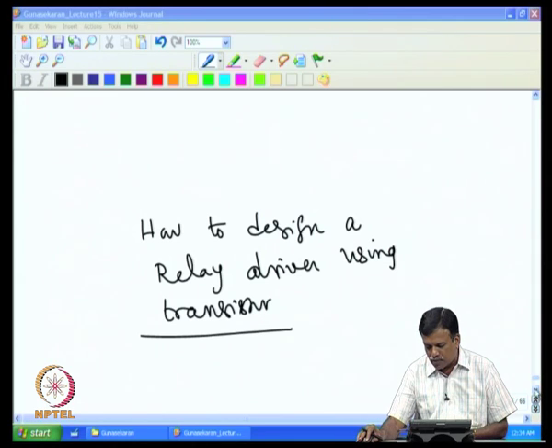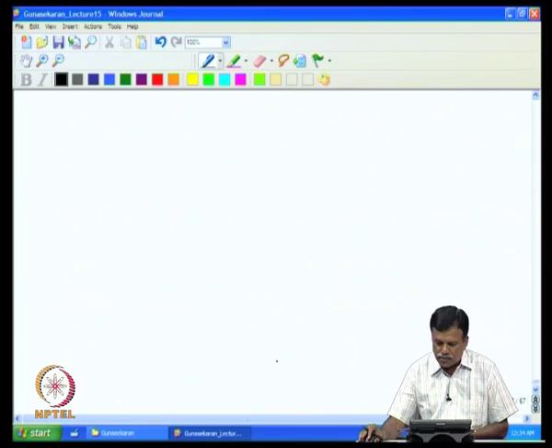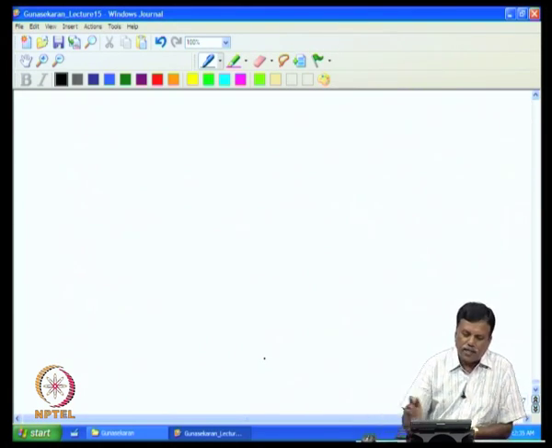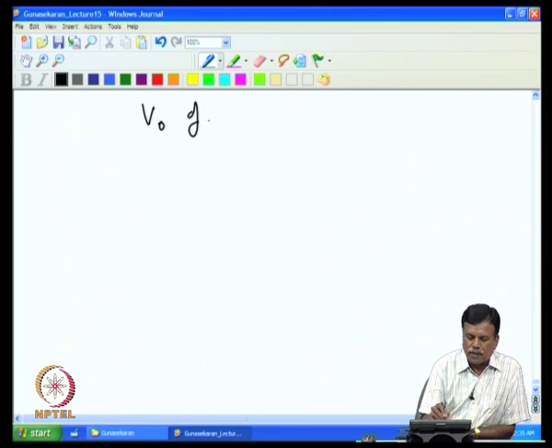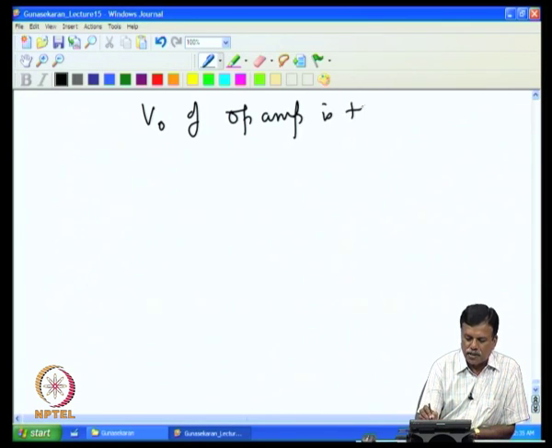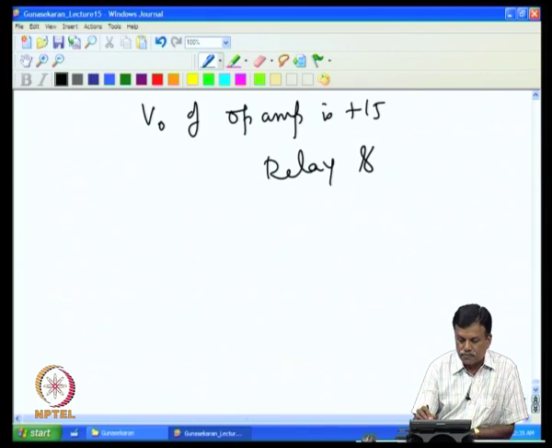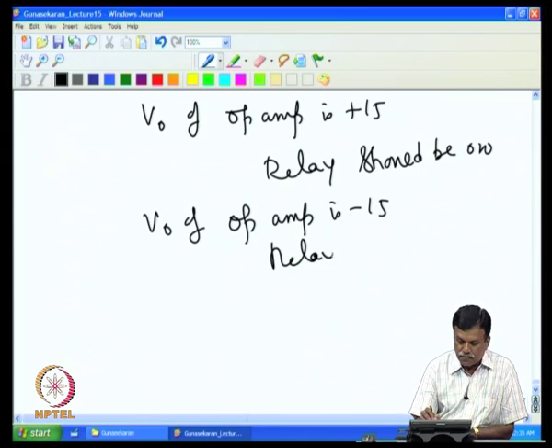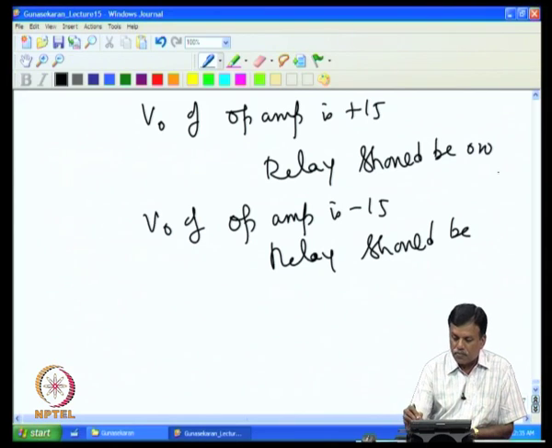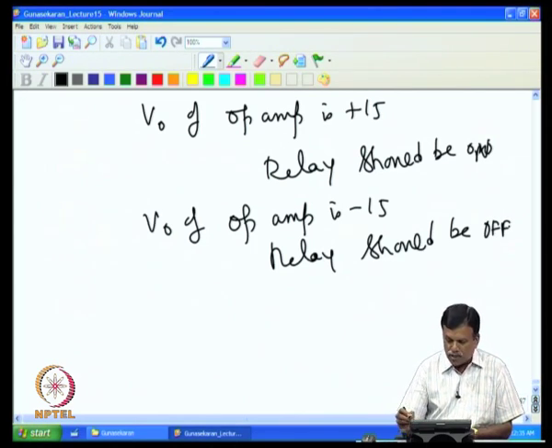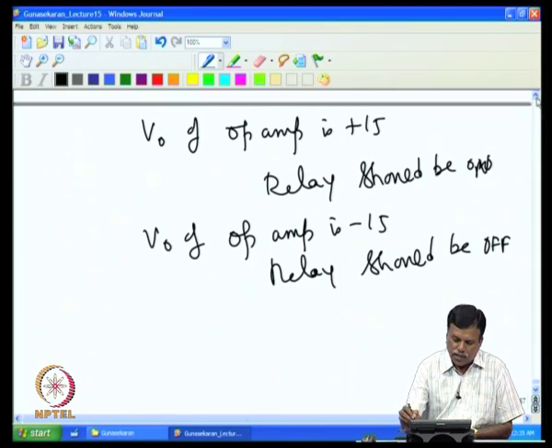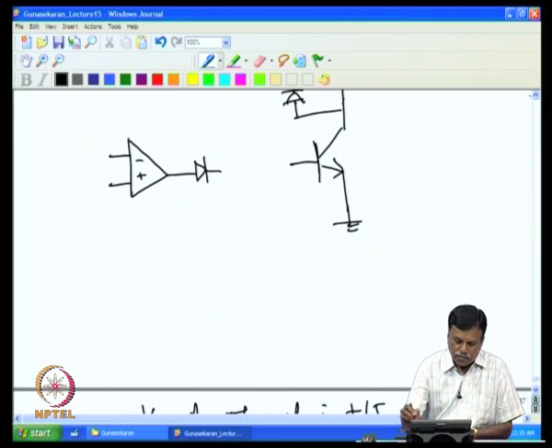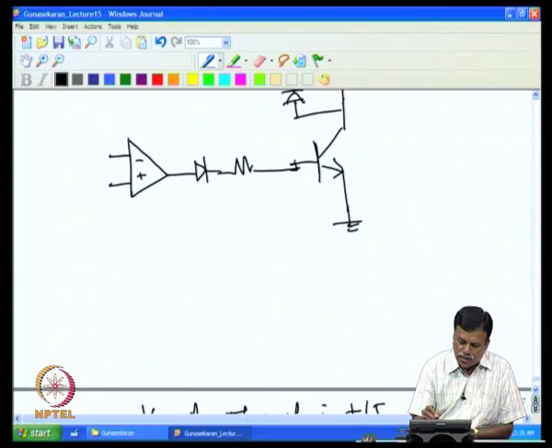So writing the problem statement, what we want is, I will put a point here, I write here, that is when V output of op amp is plus 15, relay should be on. V output of op amp is minus 15, relay should be off. So assume we had given that, how will you complete the circuit? I have to complete the circuit by linking the base to this one. So I will put one diode, then I put one resistance here. I call this R1, this is R2.